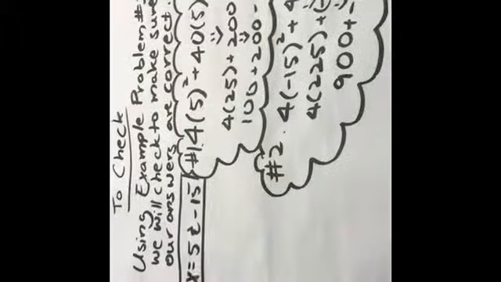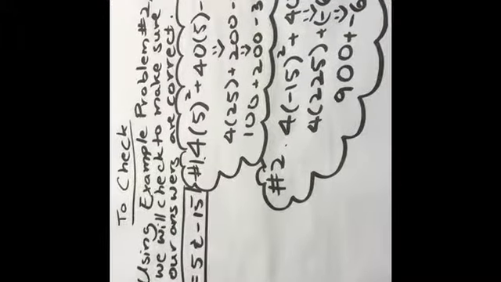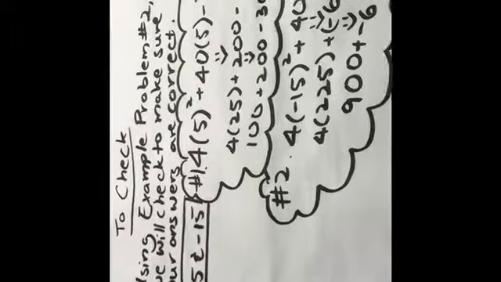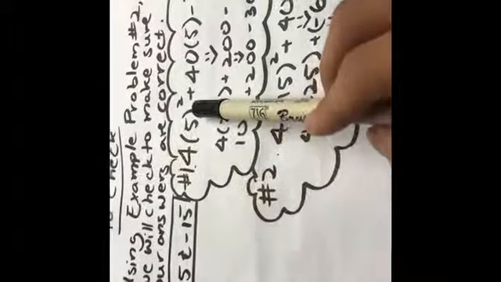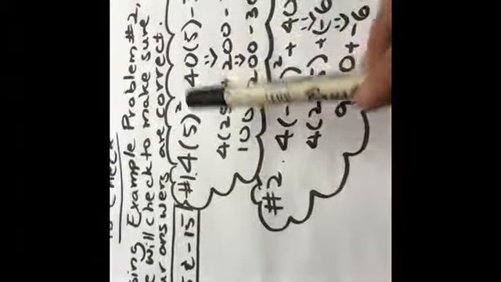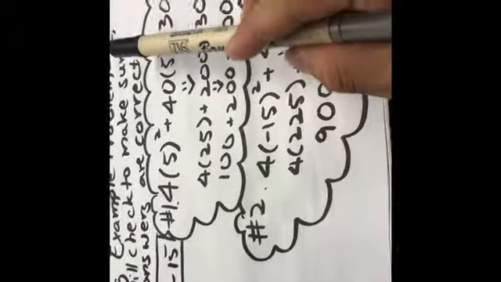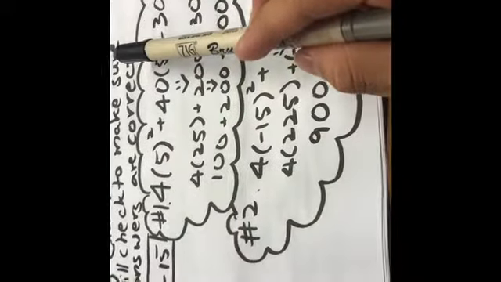So how would you check to see if your answers in completing the square are correct? Well, in order to check, you're going to get your answers and you're going to plug them back into the original problem. So we're going to be using problem number 2, which was 4x squared plus 40x minus 300 equals 0.